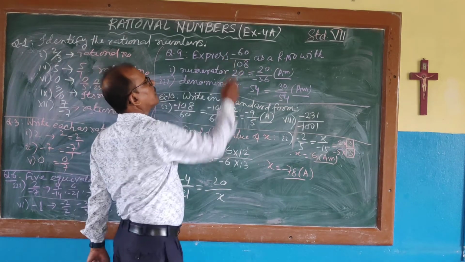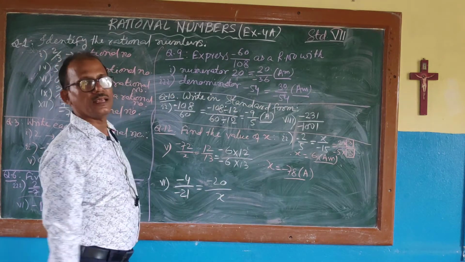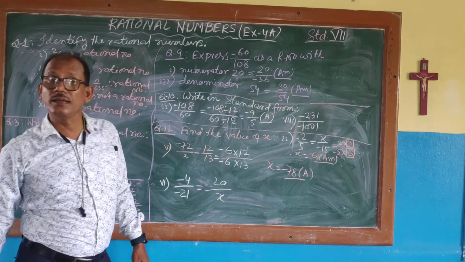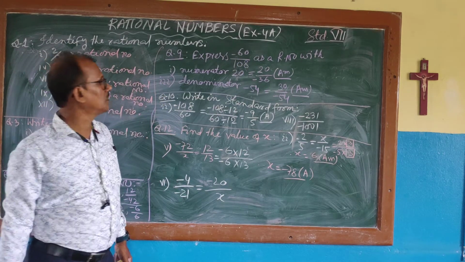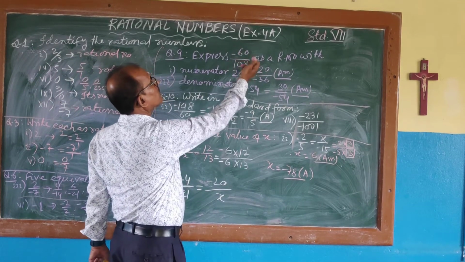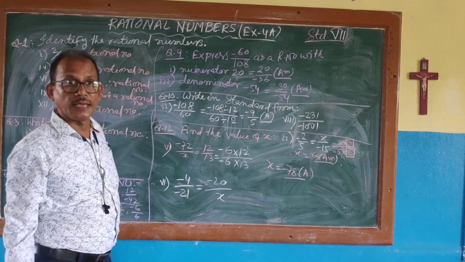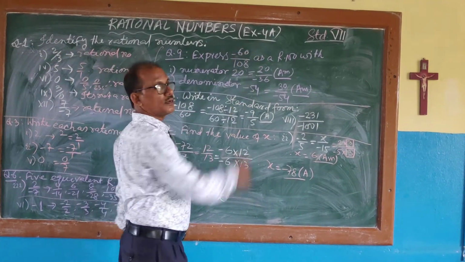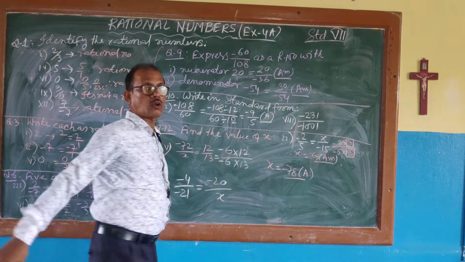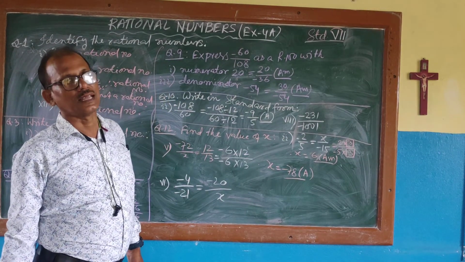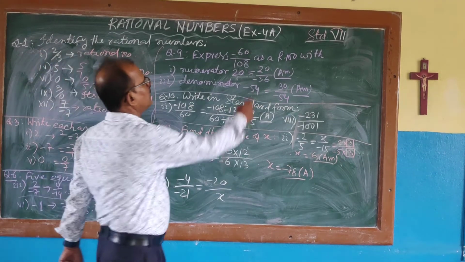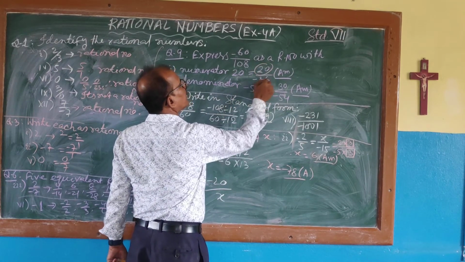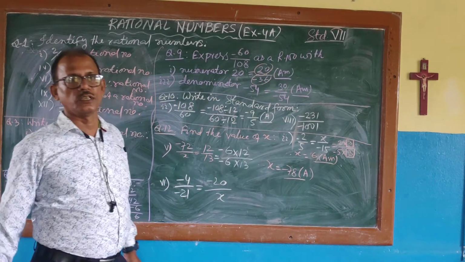So, to make the numerator 20, how much do you have to divide by? You have to divide by 3. But see children, here it was minus 60, so you have to divide that by minus 3, isn't it? Once you divide the numerator by minus 3, you have to divide the denominator also by minus 3. If you divide 108 by minus 3, you find minus 36. So the new fraction with numerator 20 will be 20 by minus 36.